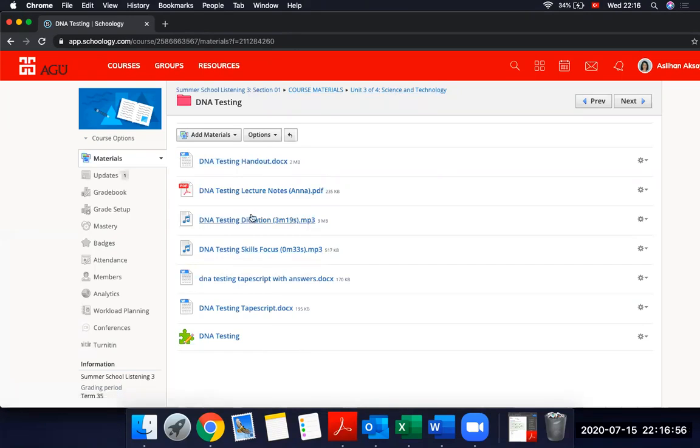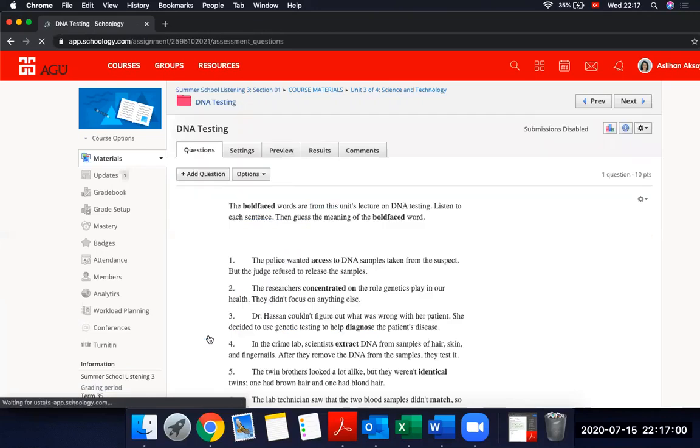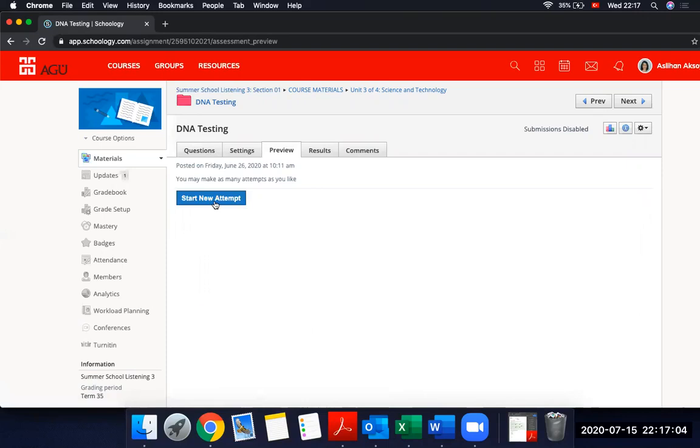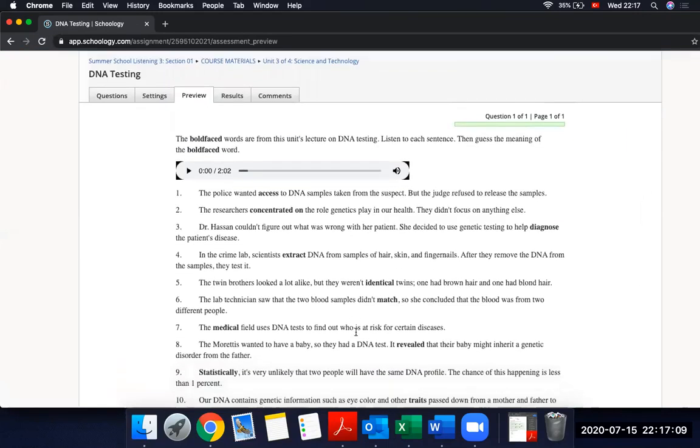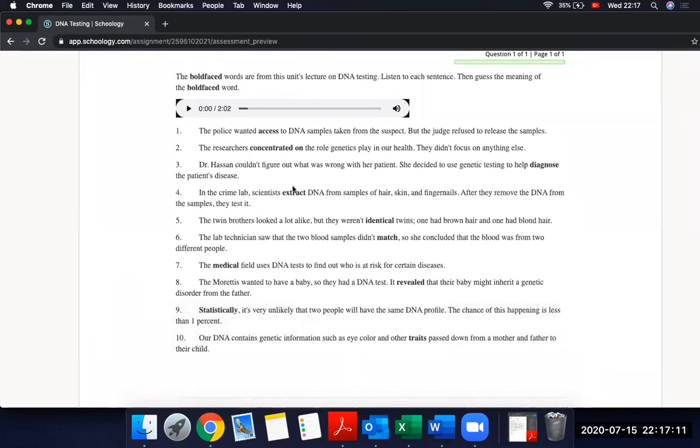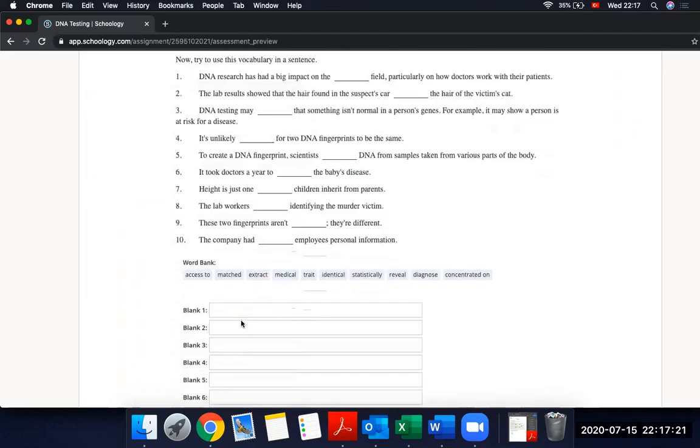Before you start with dictation and skills focus, do the quiz here, which focuses on the vocabulary that you need to know, that you need to familiarize yourself with while you are doing the tasks. So here are the bold-faced words that you need to learn for this topic. Listen to these sentences. Afterwards, fill in the blanks using the words below.